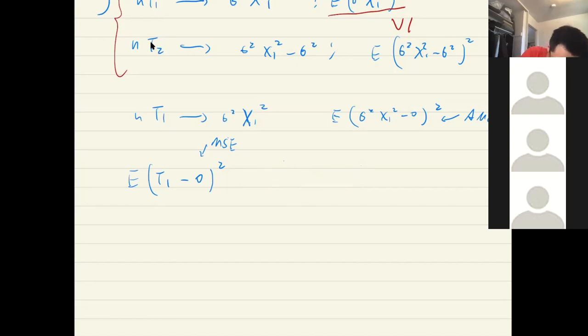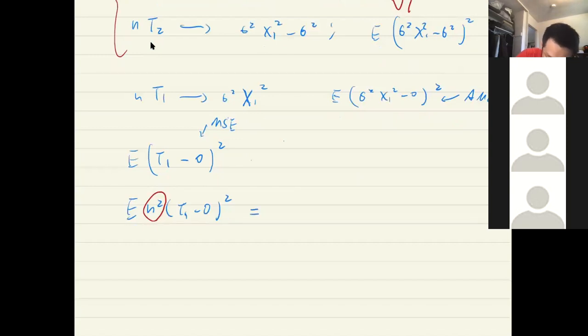So instead we use this one, n squared (T1 minus d0) squared. We multiply n squared, so the quantity will become bigger. So this is always converged to 0 for k equal to 1, 2, 3. So then we can have this square.